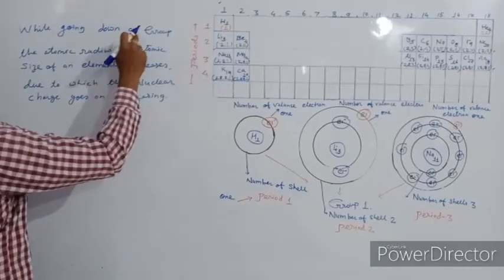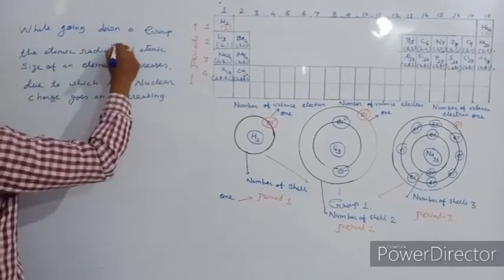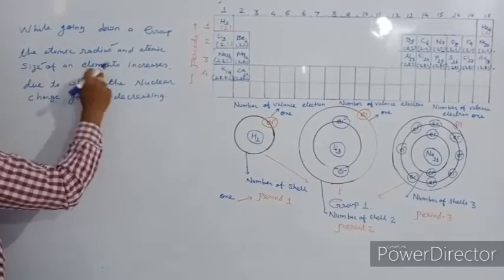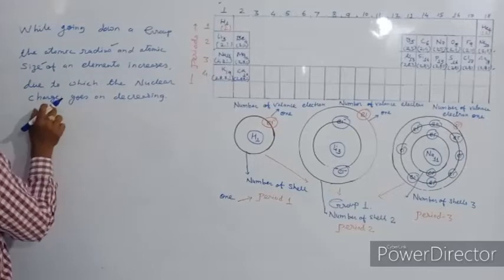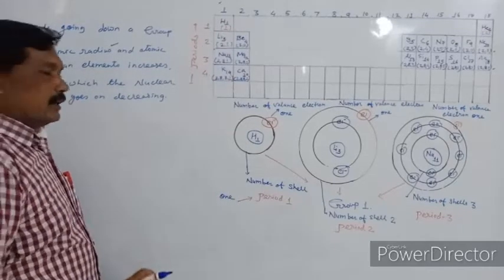While going down a group, the atomic radius and atomic size of an element increases, due to which the nuclear charge goes on decreasing.